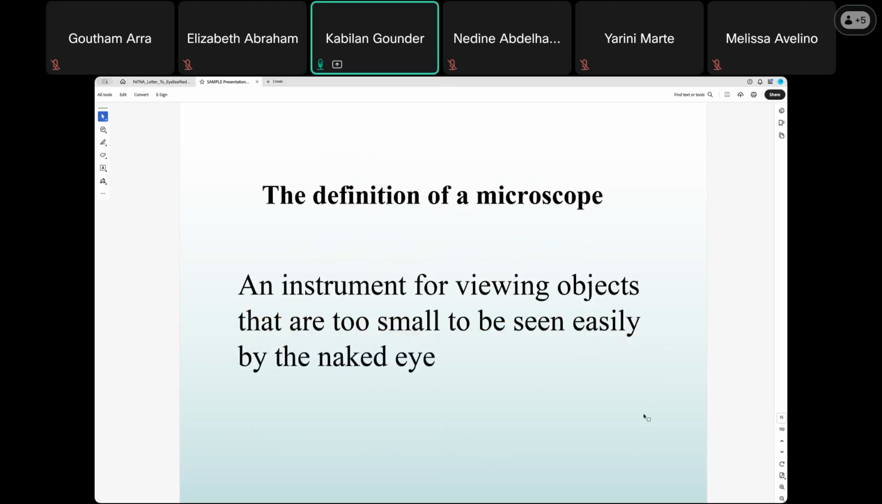So what is a microscope anyway? What is a microscope? Why do you want to use the microscope? As we have eyes and can see all the materials, why do we have to have the microscope? The microscope is an instrument for viewing objects that are too small to be seen easily by the naked eye.